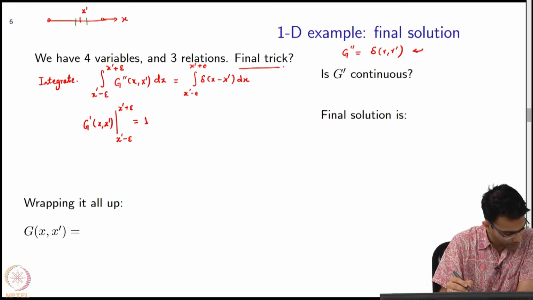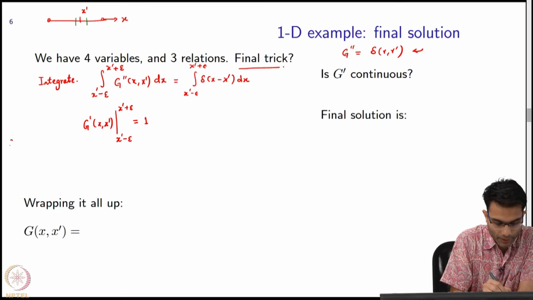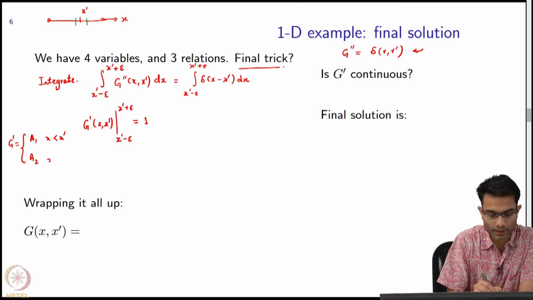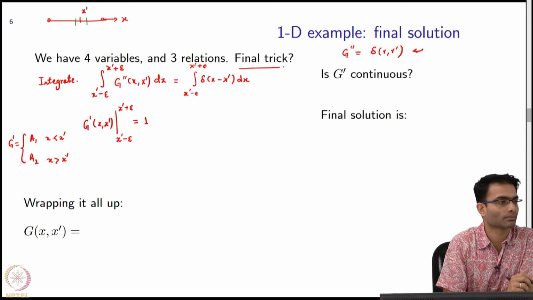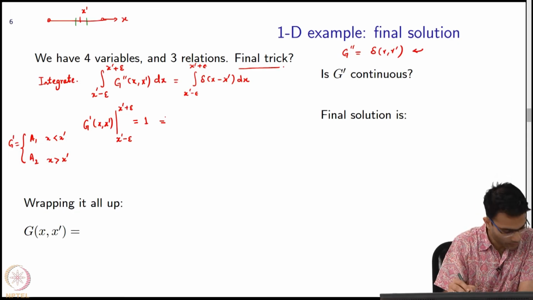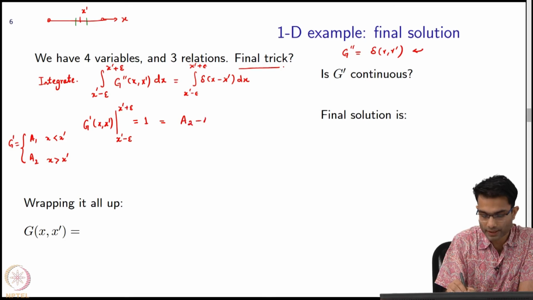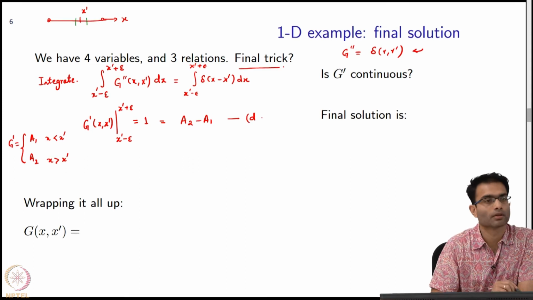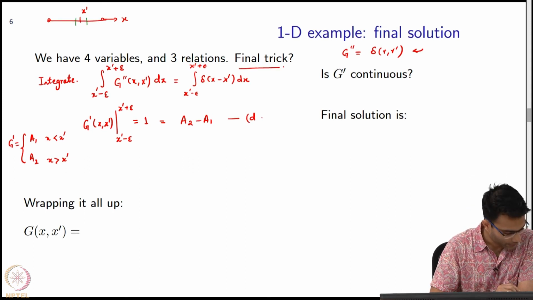So, the left hand side is simply going to give me, so g prime, what is g prime in both cases? A1 and A2, right. So, this is for x less than x prime and x greater than x prime, right. So, this will give me A2 minus A1 is equal to 1, right. So, that is my fourth relation that I needed, right.